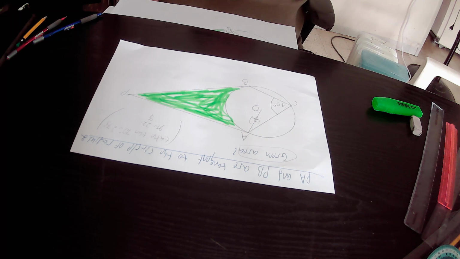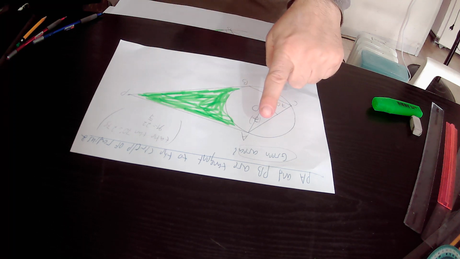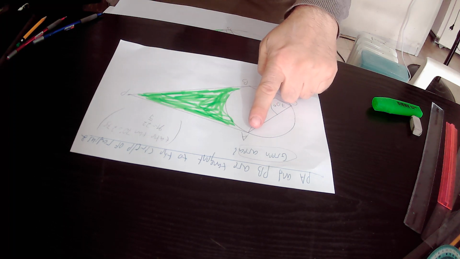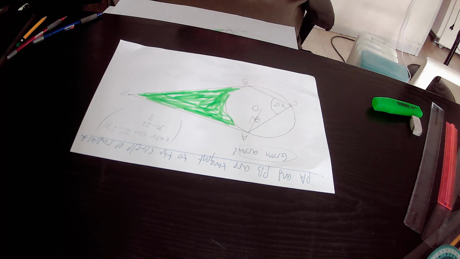In addition, we have in the drawing of the question the common external point P. From the common external point P, we have two tangents to this circle: tangent PA, that is tangent to this circle here at point A, and tangent PB, that is tangent to this circle here at point B. Our mission is to find the area of this green shape.